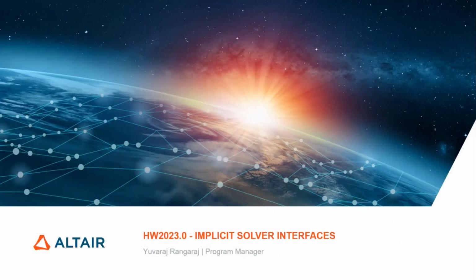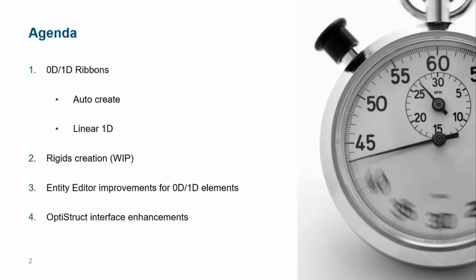Hello, everyone. My name is Yuvraj Rangraj. Vijay, thank you for giving a high-level overview on the panel removal. Today in my presentation, I'll be going over the 0D and 1D ribbons and the enhanced options within the ribbons controller, auto create and linear 1D, and then rigids creation. The reason I put it as work in progress is that I'm still working on enhancing the edit portion of the rigids, and then editor improvements for 0D and 1D elements, which, as Vijay showed, covers how you edit and review those elements post creation, and then some of the key enhancements as part of the 2023 release for the OptiStruct solver interface.